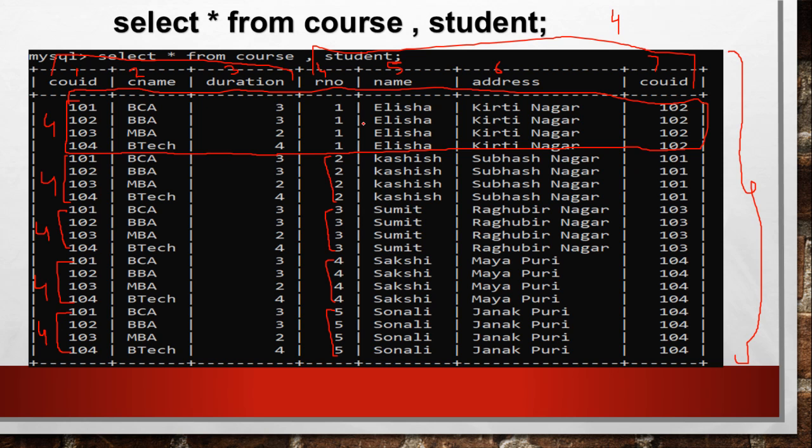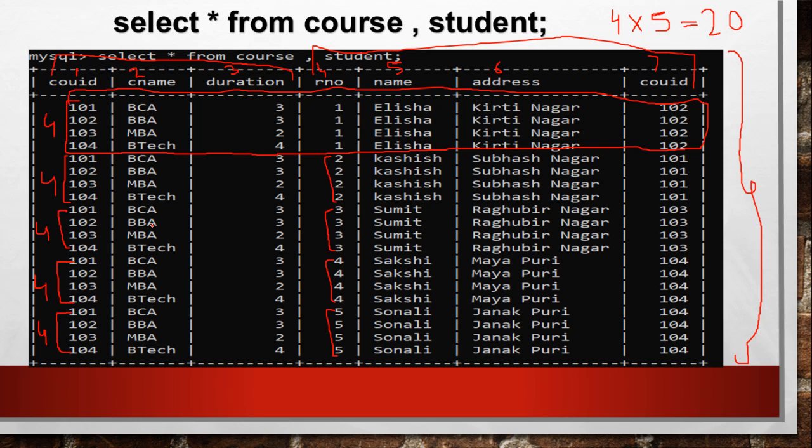And in the student table there are 5 student entries. So in the student table there are 5 records. As I told you, the total number of records of both tables are multiplied. So in the resultant table we have 20 records with us. You can see that over here there are 20 records, right? So basically this is the purpose of the Cartesian product.